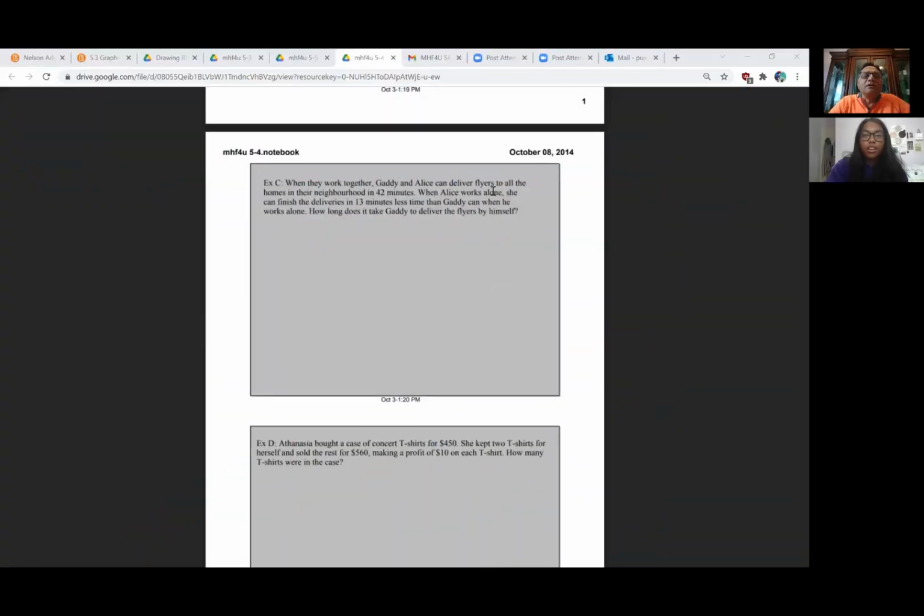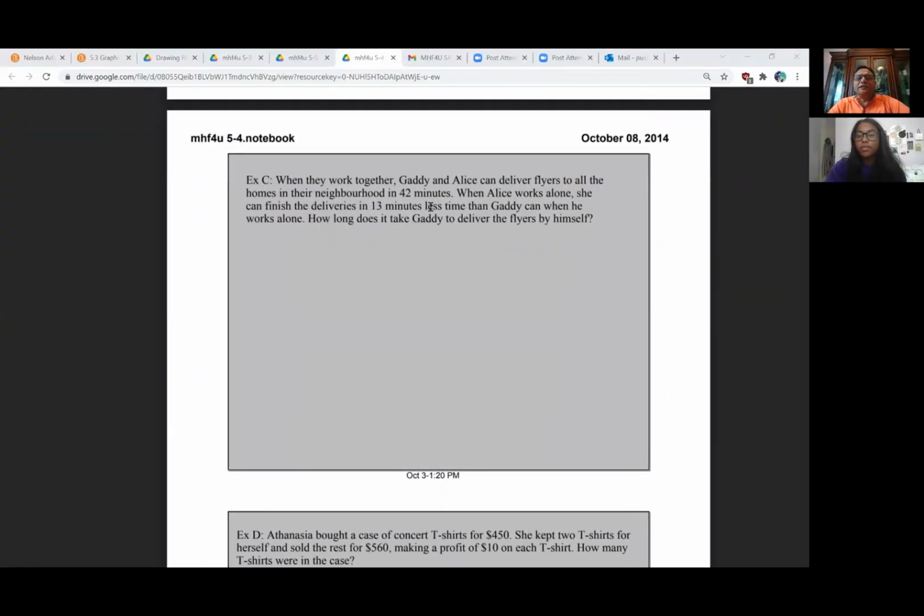Let's see the word problems which are there for you. Can you please read the question? Example C. When they work together, Gaddy and Alice can deliver flyers to all the homes in their neighborhood in 42 minutes. When Alice works alone, she can finish the deliveries in 13 minutes less time than Gaddy can when he works alone.